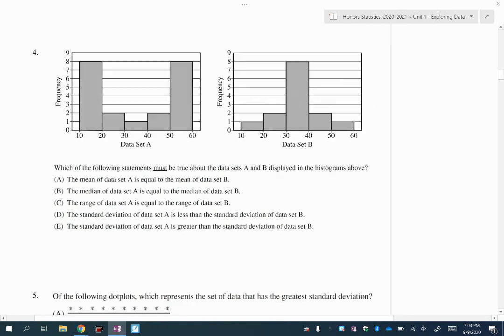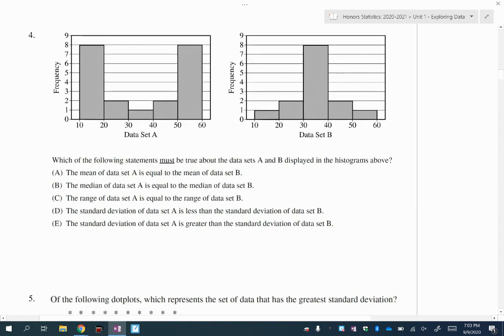Okay, let's keep going. Number 4. Number 4 says, which of the following statements must be true about data set A and B if you're given these histograms? Now, a lot of students like to pick either A, B, or C. They're saying the mean of the data sets are the same, the medians are the same, and the ranges are the same. Because they look at it and see, oh yeah, we're going from 10 to 60, 10 to 60. We have our mean or median is in the middle.